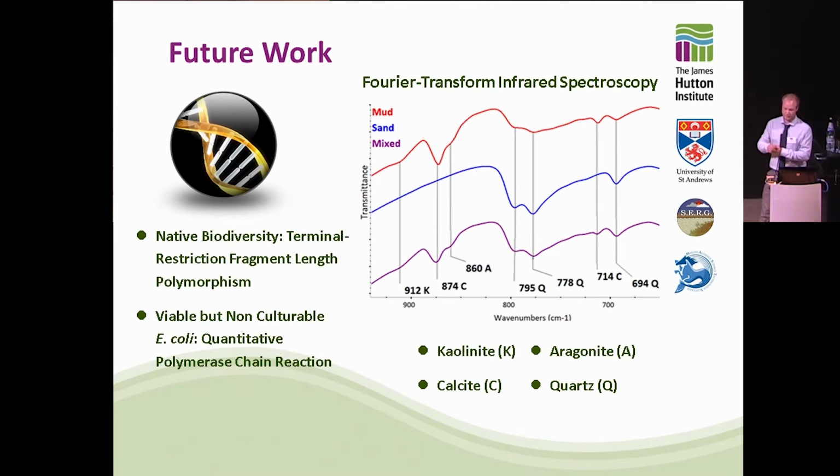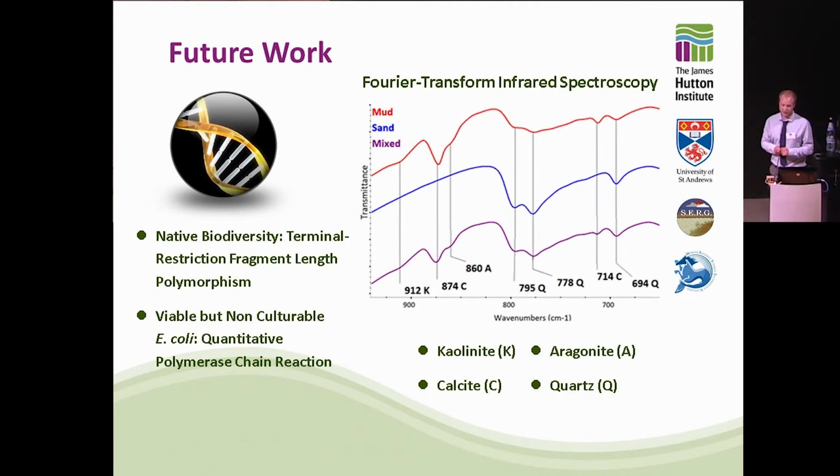We're also looking at the viable but non-culturable state of E. coli using quantitative PCR, which is counting DNA instead of whether the bacteria can be cultured or not, because E. coli enter a state where they kind of go dormant, almost hibernate until they are back into a homeotherm gut, so they're undetectable.